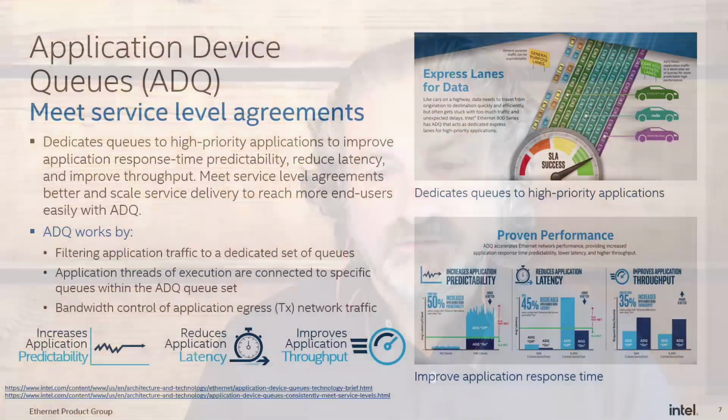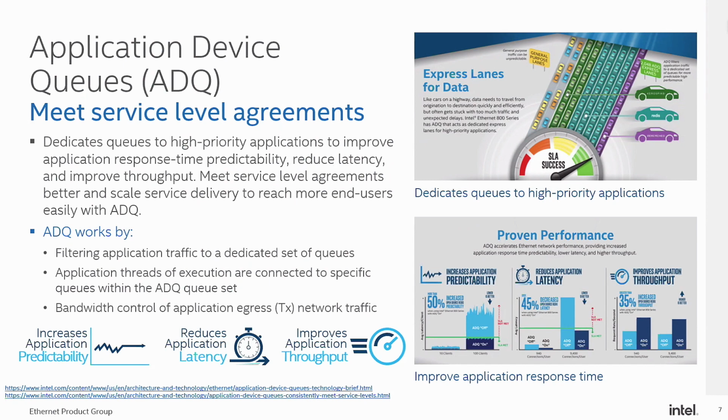So application device queues. This is a new technology that we're introducing full support on in the 800 series controllers. And the basic premise is that we set up a set of dedicated queues that an application is tied to, that allows the application to know just its traffic is coming into those queues. So when we do that, then we can tie the application threads of execution directly to those queues, and then add some bandwidth control so we could either set a minimum or a maximum on the TX of those queues. This reduces latency, increases predictability, and can improve throughput.